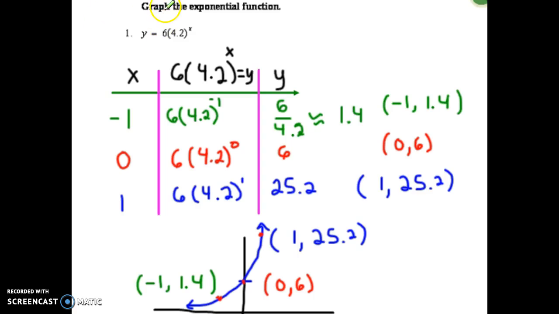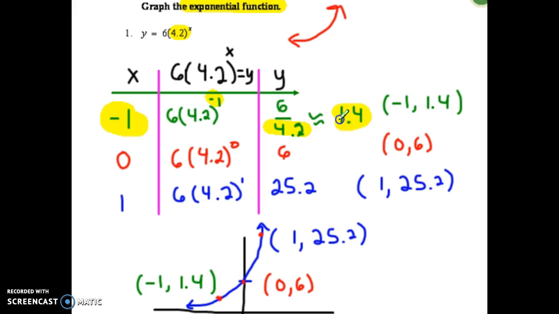In problem number 1, we're going to graph an exponential function. First, I look at my base. My base is 4.2, so this is an exponential growth, so I know that's what my basic graph is going to look like. I am going to pick easy points to graph this. So first I pick -1. So I plug in -1, and that makes the 4.2, which is the base, the reciprocal.